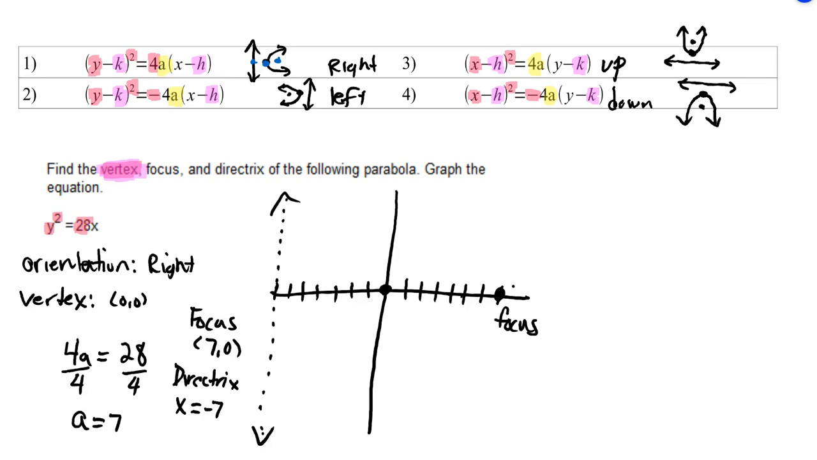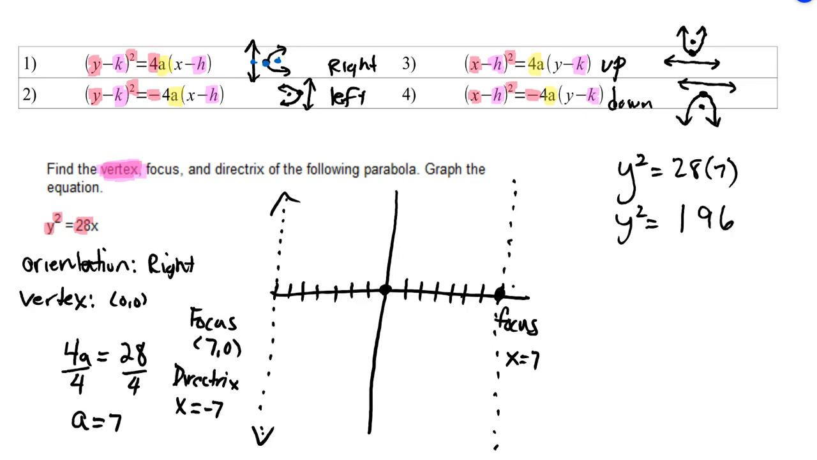And then I'm going to sketch out the parabola. You may need to find a second point on the parabola to be able to graph it. So to do that, I'm going to find the latus rectum points. The latus rectum points will fall along that focus, so it's going to have an x value of 7. So if I substitute that into my equation, I have y squared equals 28 times 7. So y squared equals 196. And then I can take the square root of both sides and get the square root of 196 being 14. Well, plus or minus 14.